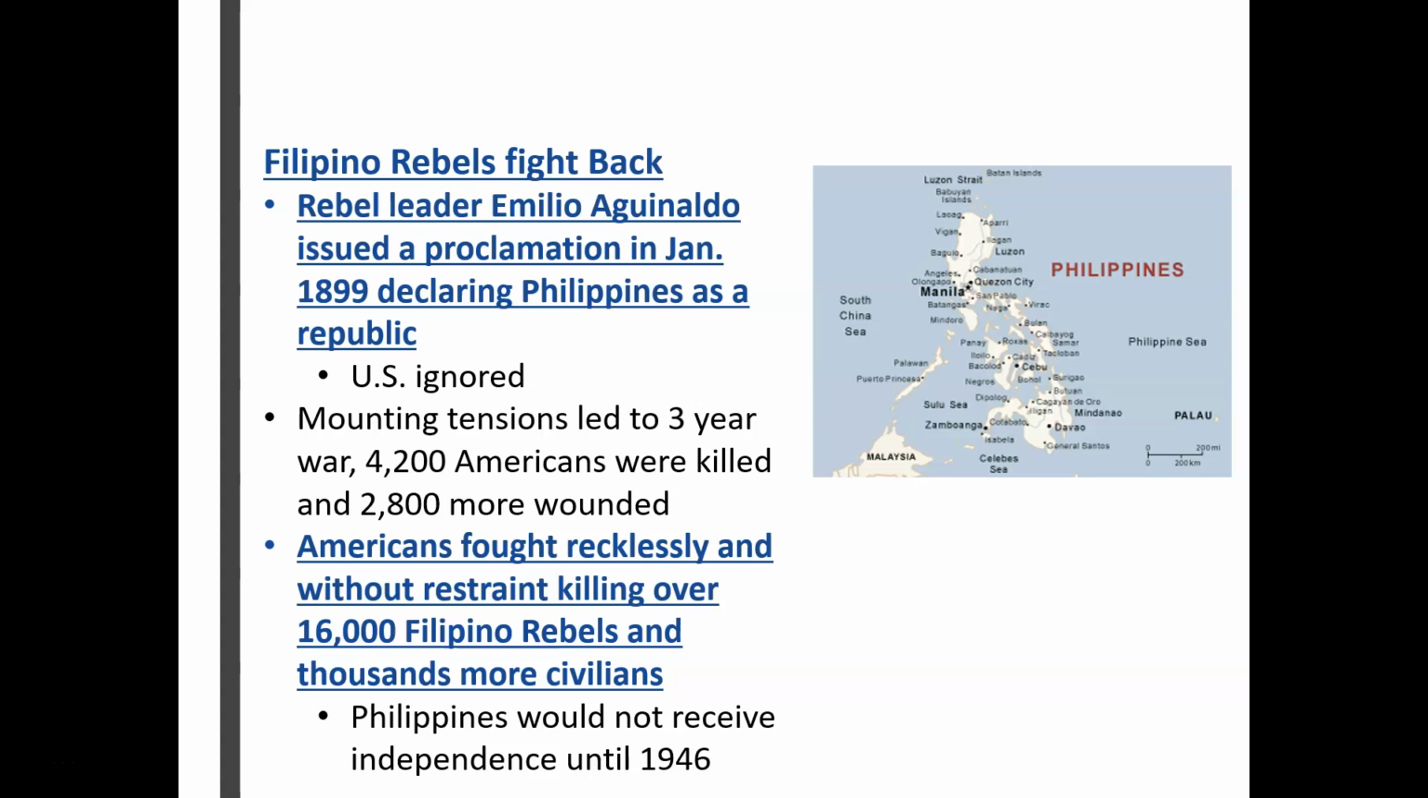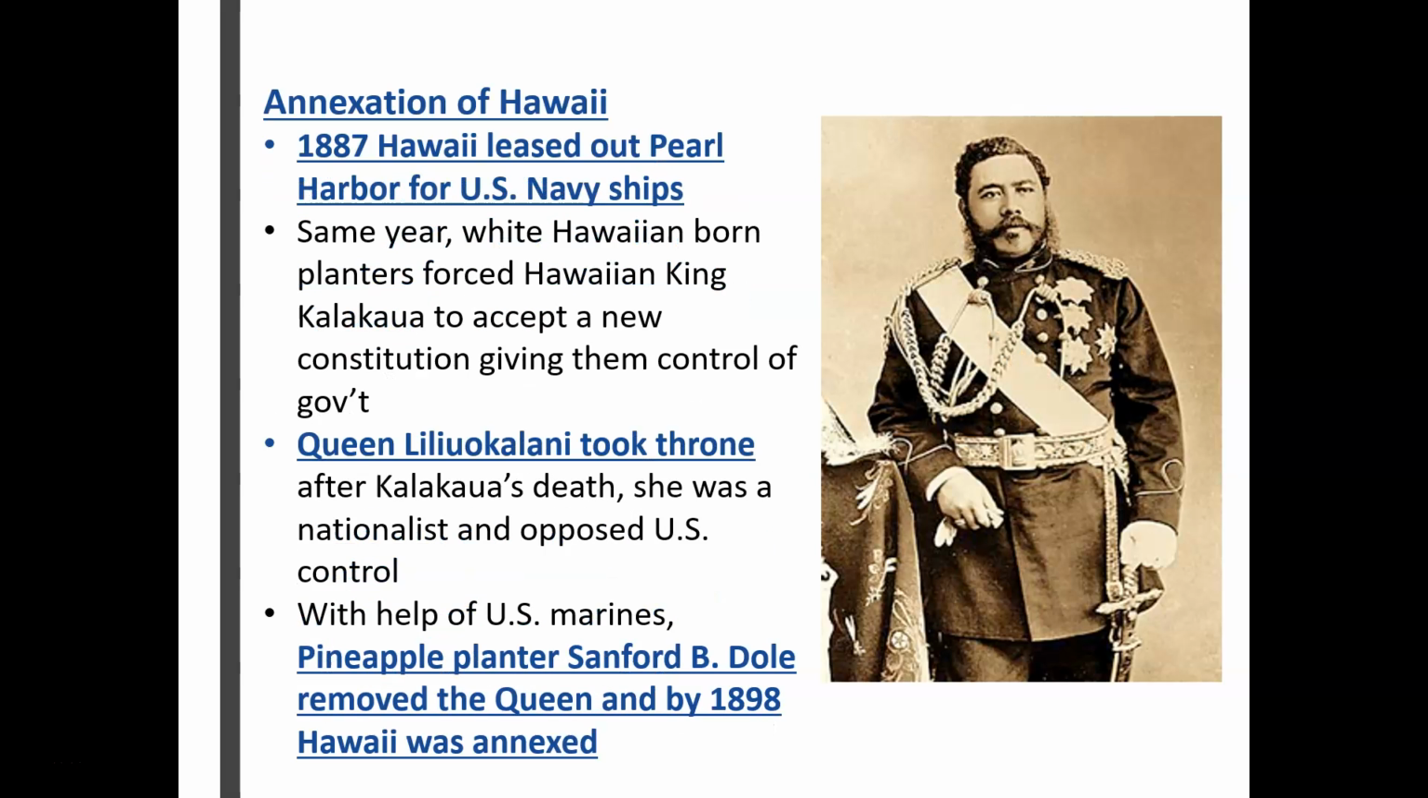The U.S. ignored this, and mounting tensions led to a 3-year war in which over 4,200 Americans were killed and 2,800 more were wounded. And the Americans fought recklessly and without restraint and killed over 16,000 Filipino rebels and thousands more civilians. So a very, very high ratio of death there. You think in a 3-year war, that's a lot of fighting going on. It's one of those wars we don't really talk about a lot. But the Philippines will not receive their full independence until 1946 at the end of World War II.